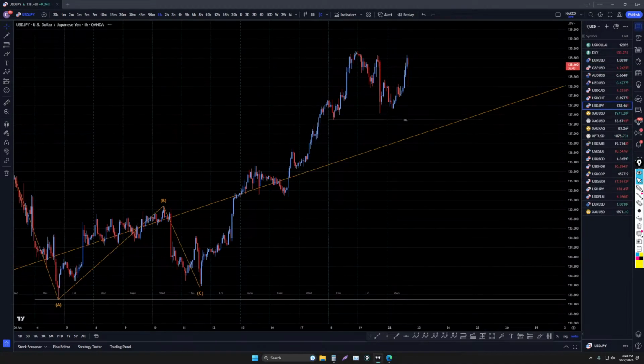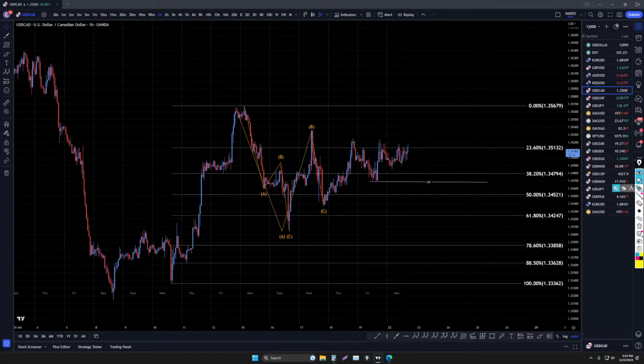The US dollar yen, I heard somebody just ask about it. I still think this is going up. It really doesn't look like there's any reason to think otherwise. The US dollar Canadian, I also think is going up, even though it's really struggling. I think there's a very good likelihood it will just keep on working its way up. So that is it for today.